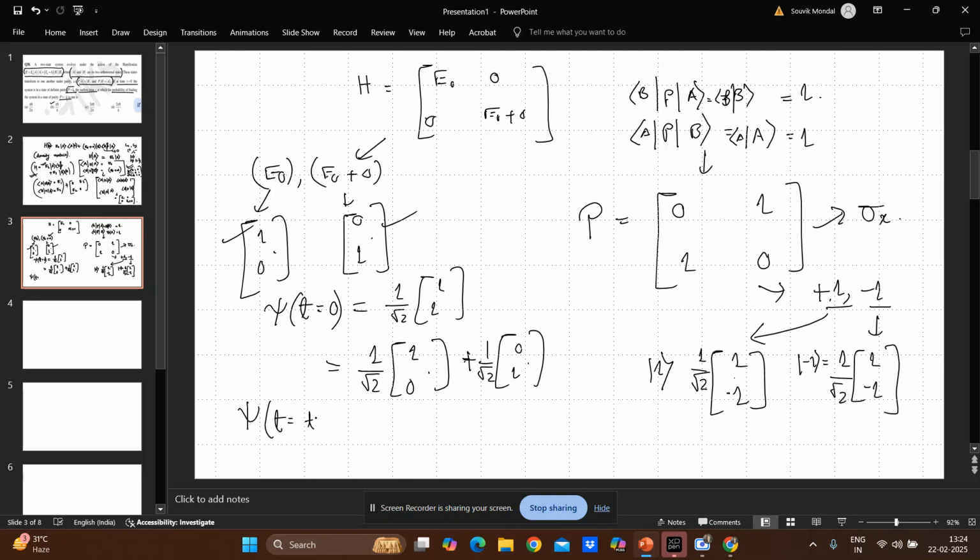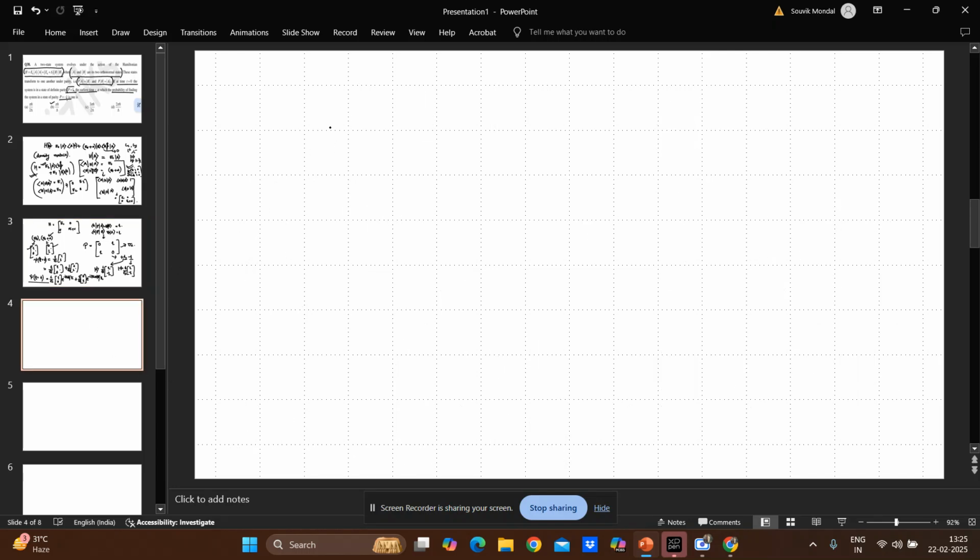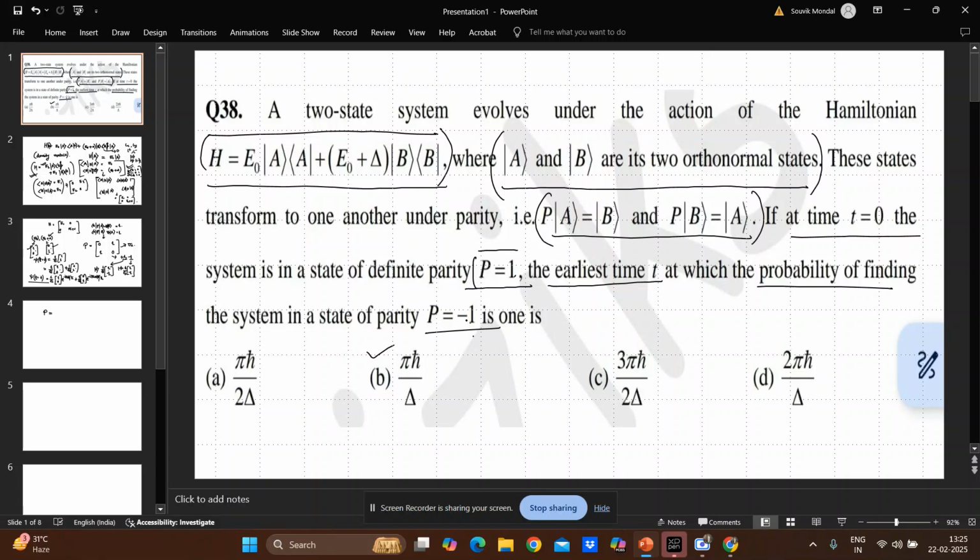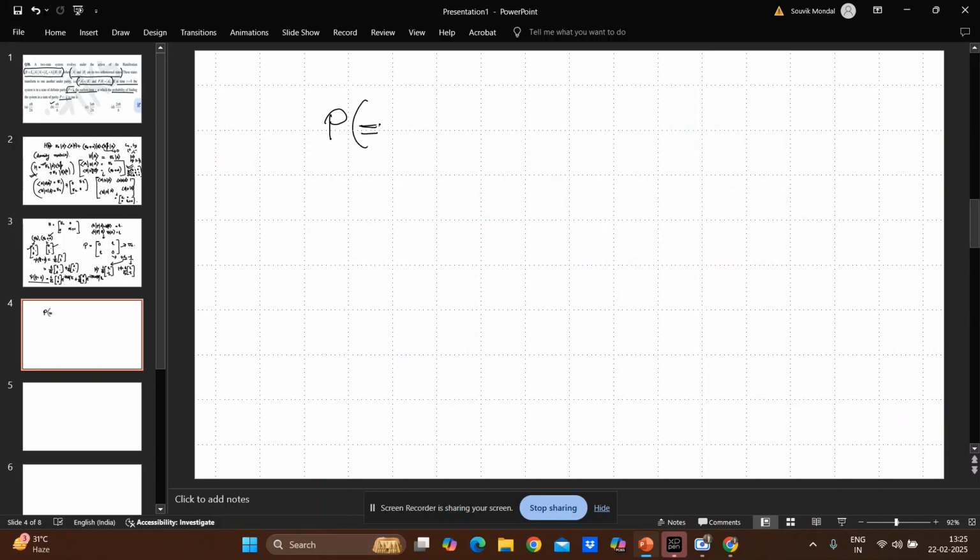Okay. So psi at t is simply 1 by root 2 times 1 0 e to the power minus i E0 t by h cross, plus 1 by root 2 times 0 1 e to the power minus i (E0 plus delta) t by h cross. Remember, 0 1 has an energy eigenvalue E0 plus delta. So you get your psi at t. And now they are telling you to calculate the minimum time after which the state will evolve to P equal to minus 1. So what is the eigenstate for P equal to minus 1, right? The eigenstate is this.